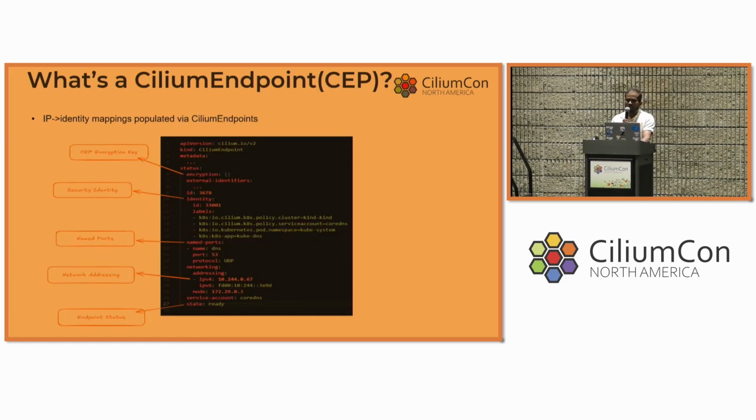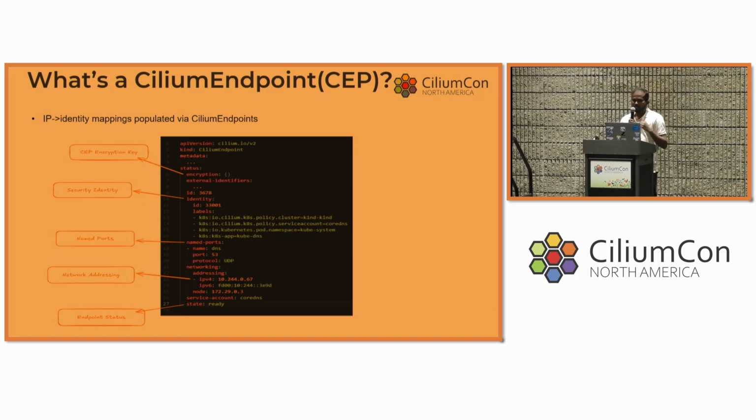So Cilium endpoint is another critical piece in the Cilium world. It is created for every pod. Every pod will have an equivalent Cilium endpoint. This Cilium endpoint includes information about the IP of the pod and the identity assigned to the pod. If you look here, the security identity is assigned as 33001. And the IP of the pod is under addressing. Addressing refers to the IP of the pod.